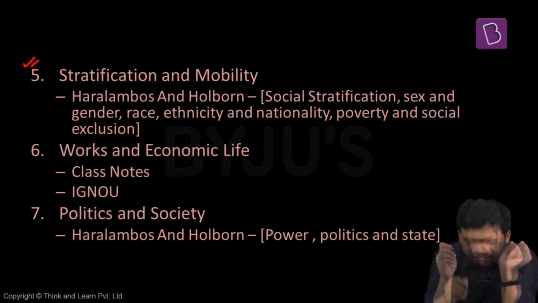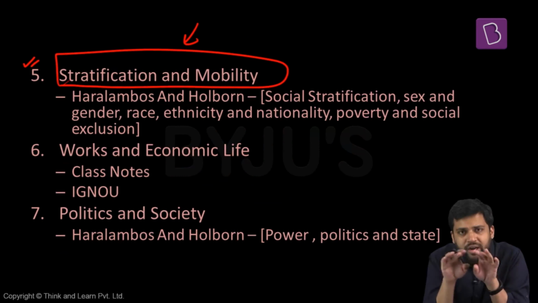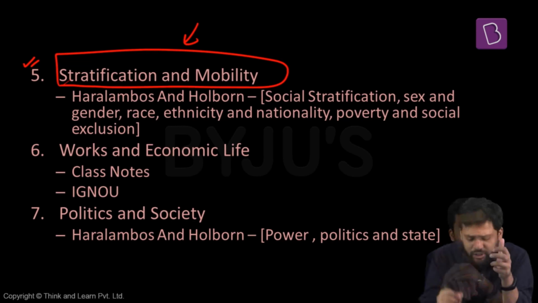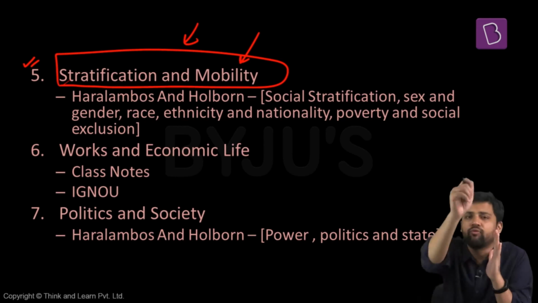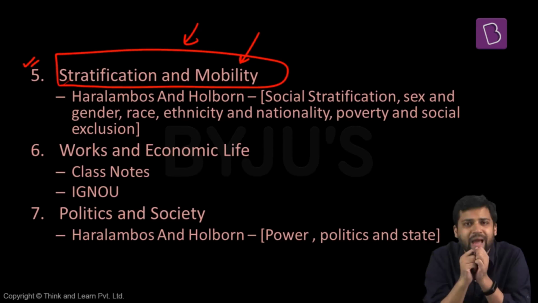Fifth chapter. This chapter deals with stratification and mobility. How our society is divided into different layers. How these layers are arranged. How our society is stratified. This chapter also deals with mobility. That means whether there is mobility along this hierarchy. Whether people who are born in the lower strata can move to the higher strata. Someone might be born poor, but over a period of time, that person might move up the hierarchy.